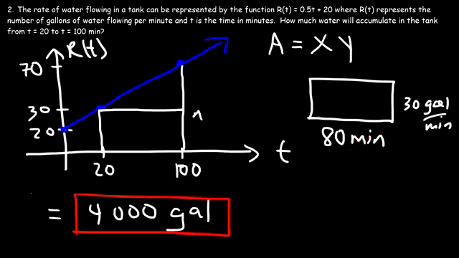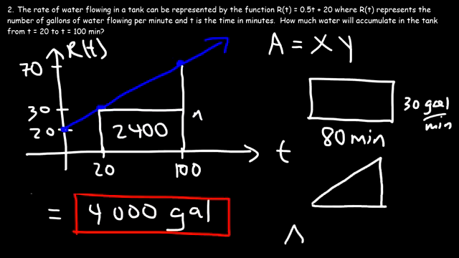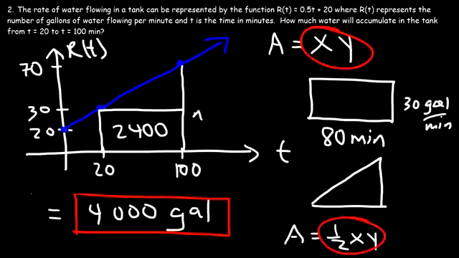So 80 times 30. 8 times 3 is 24. And then if we add the 2 zeros, that will give us 2,400. Now let's focus on the triangle. The area of a triangle is 1/2 base times height. In this case, we could say the base is associated with the x-axis, the height is associated with the y-axis. So whenever you're dealing with integration, you're going to be multiplying x by y. When you're dealing with differentiation, you're dividing y by x.